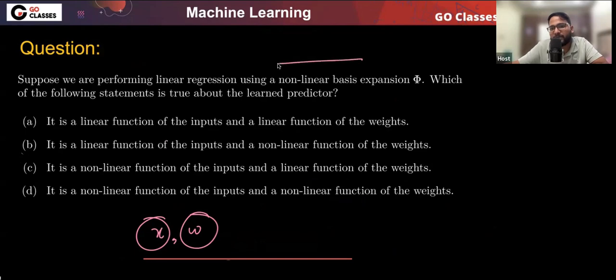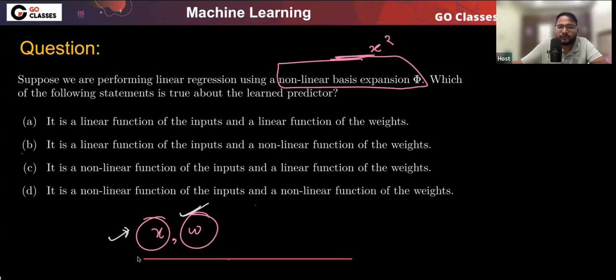So non-linear basis expansion means that instead of x, I might be using some non-linear function of it, probably x square, sine x, log x, or anything. So since you're using some non-linear function, can you say it is linear in x? It is linear in w, that's for sure. Can you say it's linear in x? No, right? So that's why A is the wrong option.